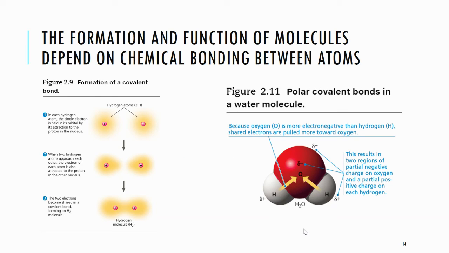This is an example of the formation of a covalent bond on the left, and then on the right is an example of a polar covalent bond in water. So we can see that on the oxygen end of water, we have a slight negative charge. And then on the hydrogen side, we have a slight positive charge. We'll talk more about the specifics of water in chapter 3. We're looking at its specific properties. But what gives water some of its properties is this slight negative and slight positive regions on the molecule.